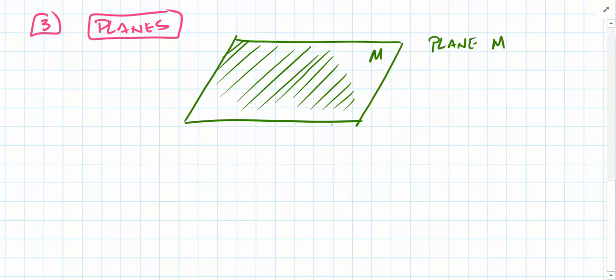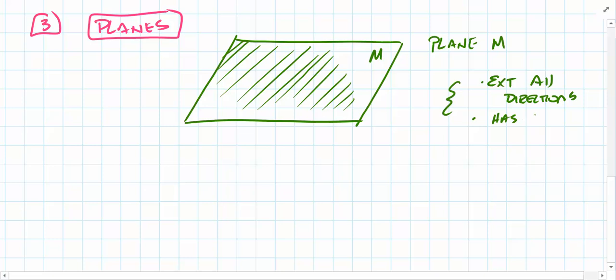So a couple of points about a plane. One, it extends in all directions. And it has no thickness. No thickness.